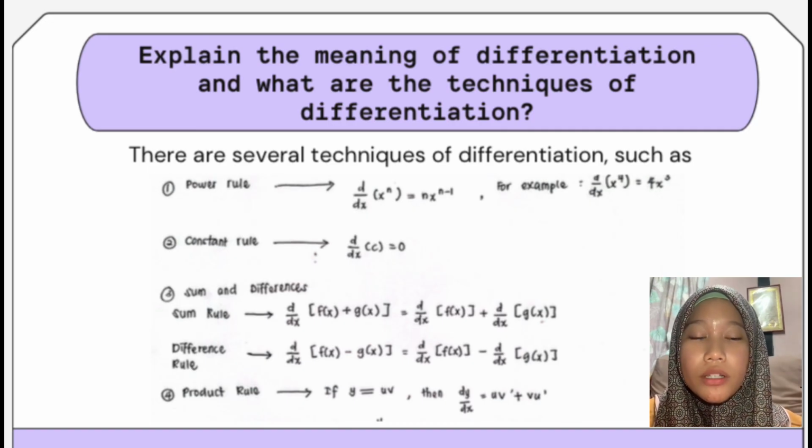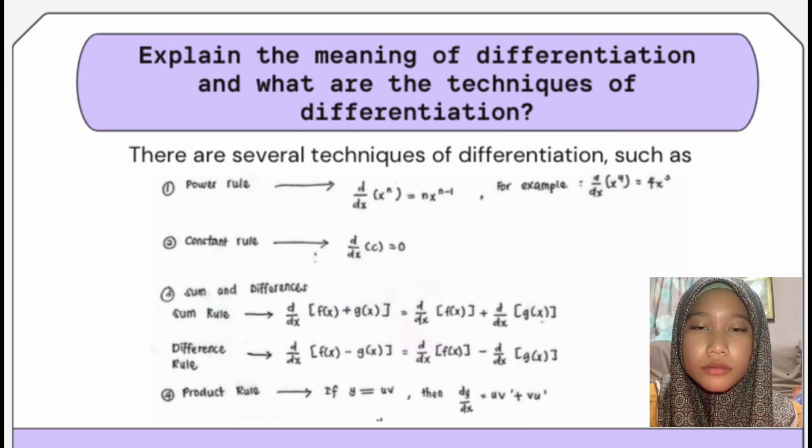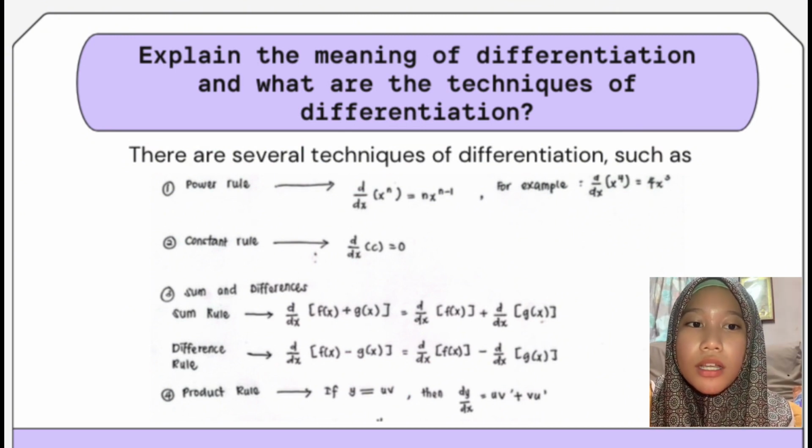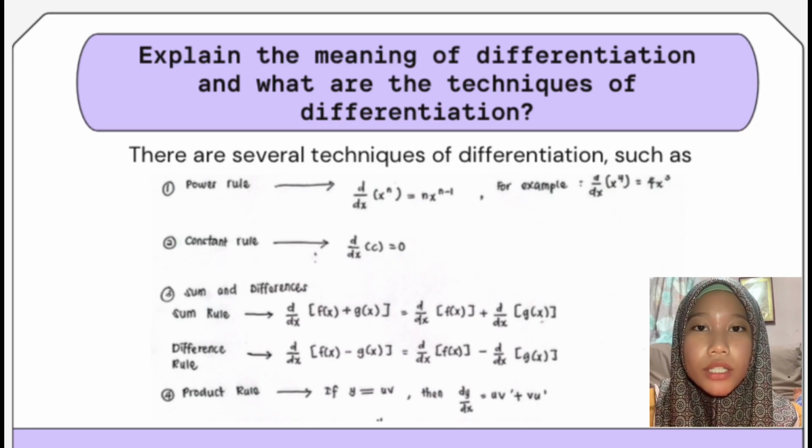For the sum rule, the formula is d over dx, f(x) plus g(x). It is also written as d over dx f(x) plus d over dx g(x). Then we have the difference rule. The formula is f(x) minus g(x). The fourth technique is the product rule. We use this rule to multiply two functions. If y equals uv, then dy over dx equals uv prime plus vu prime.